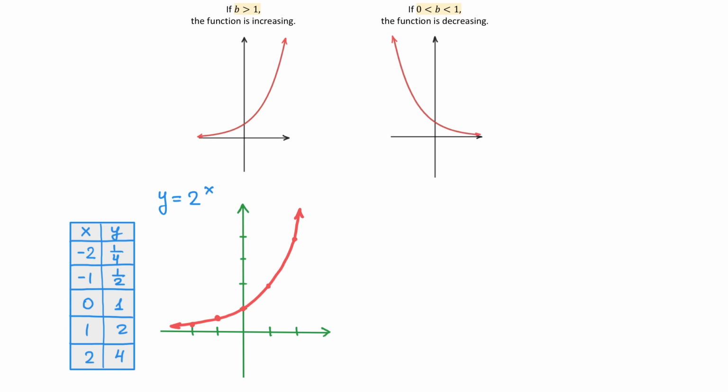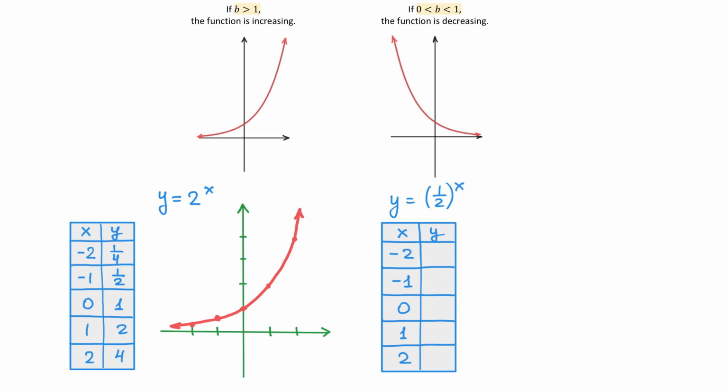Now in the next example, let's graph the function y equals 1/2 to the x power. In this function, the base is a number between 0 and 1. To graph this function, we will use the same values for x.